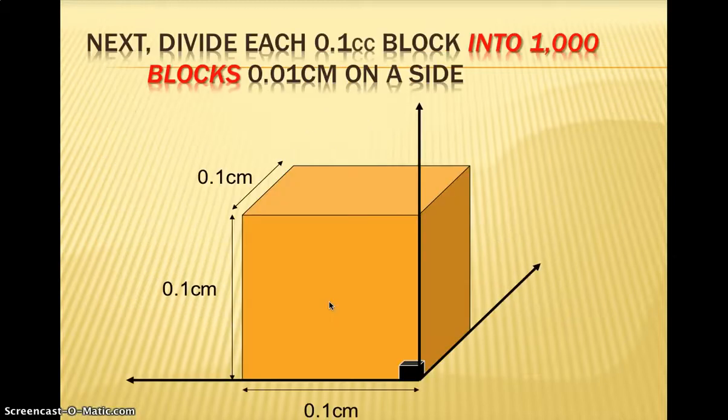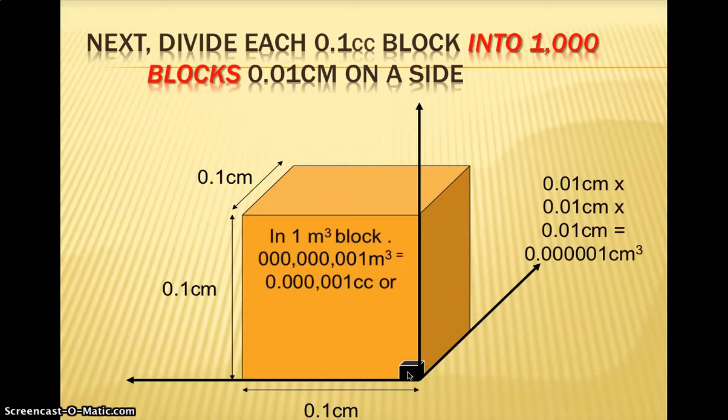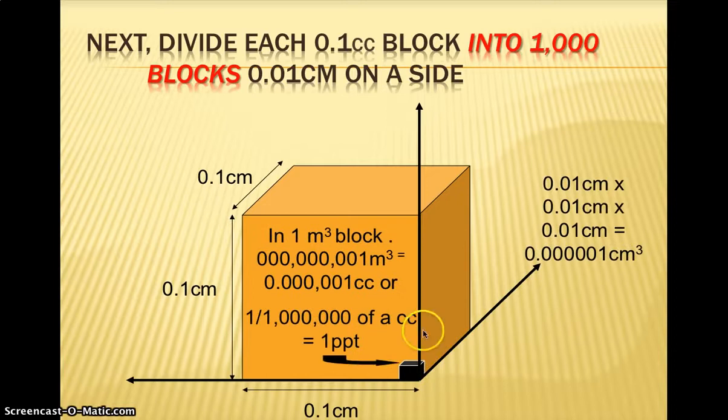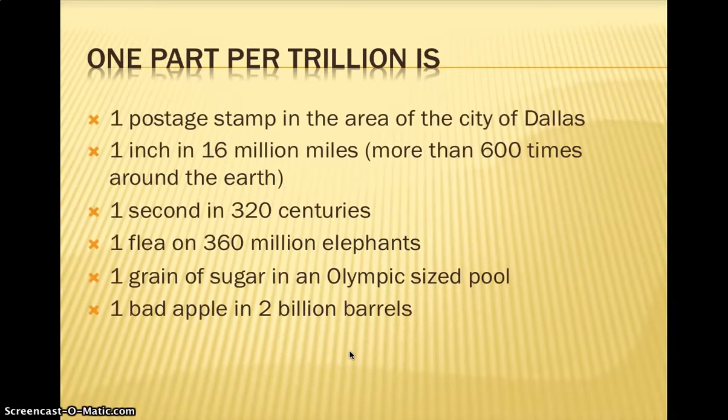Okay. So now let's try to get a sense of 1 part per trillion. I'm going to take 1 of the part per billionth boxes and divide that by 1,000 again. So it's going to be only 100th of a centimeter on each side, and that's going to give me 1 part per trillion, or 1 millionth of a cubic centimeter. That's really quite an incredibly small quantity. It would be 1 postage stamp in the area of the city of Dallas, or 1 inch in 16 million miles. That's more than 600 times around the earth.